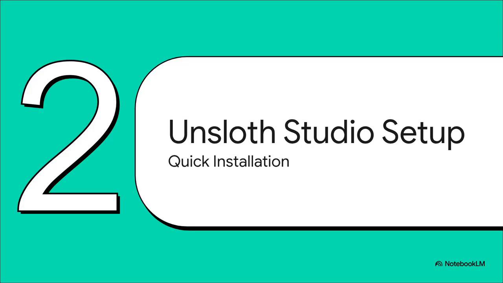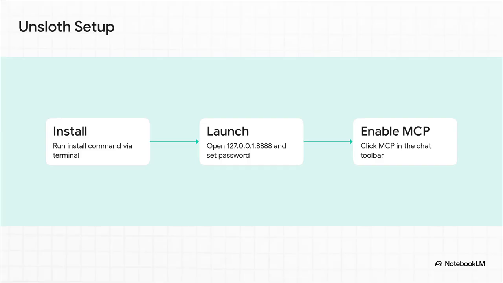Okay, let's make this real. Section 2. Setting up Unsloth Studio. Unsloth is a fantastically popular way to deploy local models, and they just baked MCP support right into their Studio interface. It's surprisingly easy. Step 1, whether you're on Mac, Windows, or Linux, just run the install command in your terminal. By default, it runs locally on port 8088. Quick tip though, if you want to hit this from your phone or another laptop on your Wi-Fi, run it with the -H 0.0.0.0 flag.